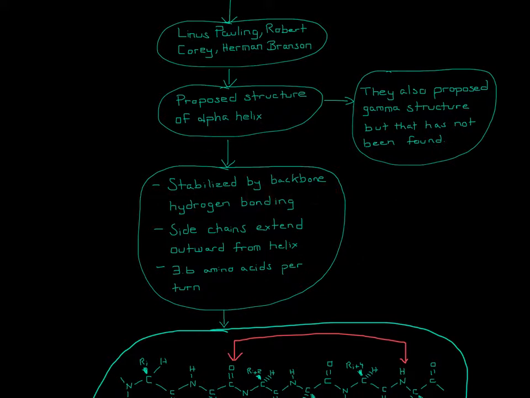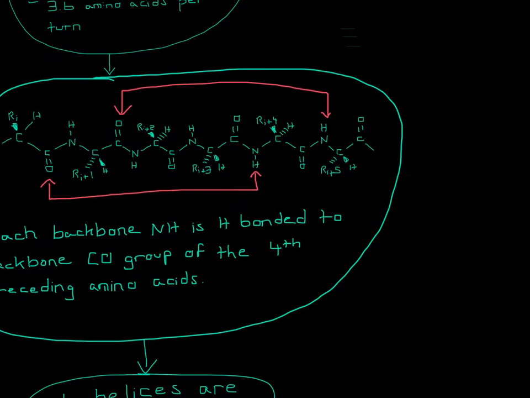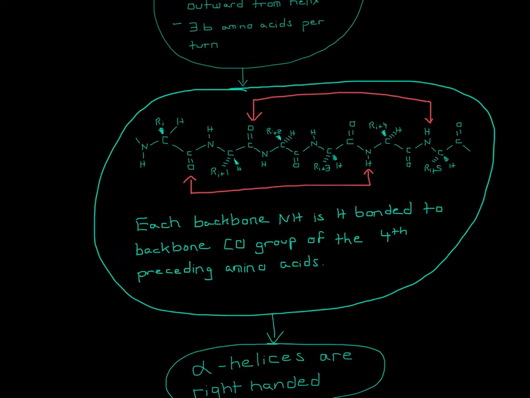It's stabilized by the backbone hydrogen bonding. The side chains extend outward from the helix, and there are 3.6 amino acids per turn. Okay, so let's look at what all that means. So you have your polypeptide chain.